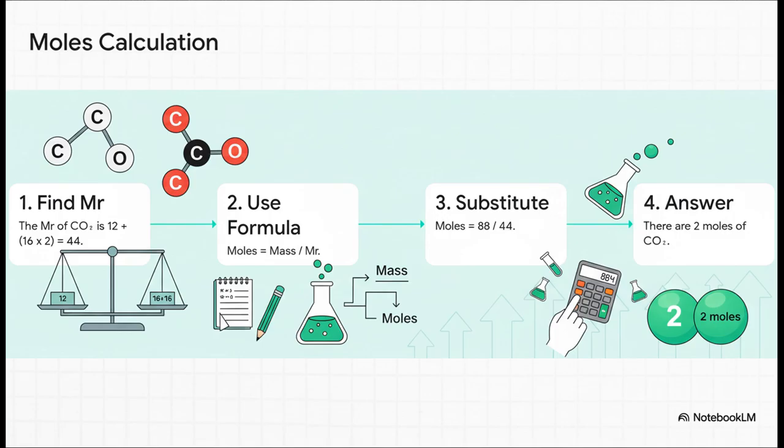First step, we always need the Mr. So for CO2, that's 1 carbon, which is 12, plus 2 oxygens, which are 16 each. So 12 plus 32 gives us 44. Easy. Now we just plug those numbers into our formula. Moles equals our mass, 88, divided by our Mr, 44, which gives us a nice clean answer, 2 moles. See? Not so bad.